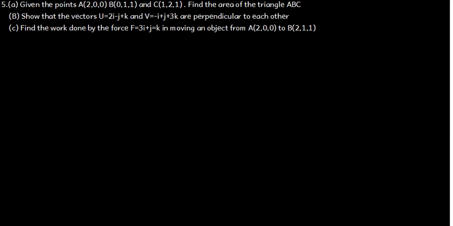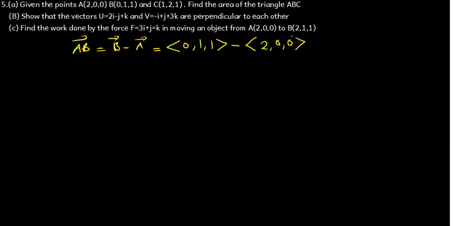So you can get any 2 vectors and work with them. Now that you've been given A, B, and C, first let's find AB. And we know that AB is simply b minus a. We can write this in vector form. B here is (0, 1, 1), and then minus a, which is (2, 0, 0). And if we get to subtract this, 0 minus 2, that is negative 2. 1 minus 0, that is a 1. 1 minus 0, that is a 1.